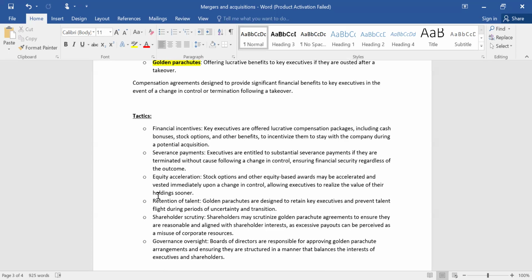And then there is another one, retention of talent. So golden parachutes are designed to retain the key executives and prevent talent flight during the period of uncertainty and transition. That's what we were saying, a disadvantage of these mergers and acquisitions is that other people will lose jobs. But for them to see that this is a good deal, you tell them we will retain you. At least this is a good deal because nobody wants to lose a job.